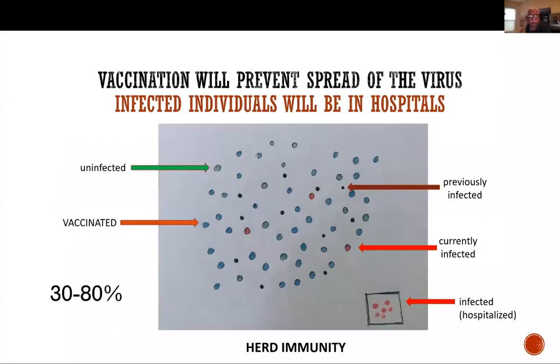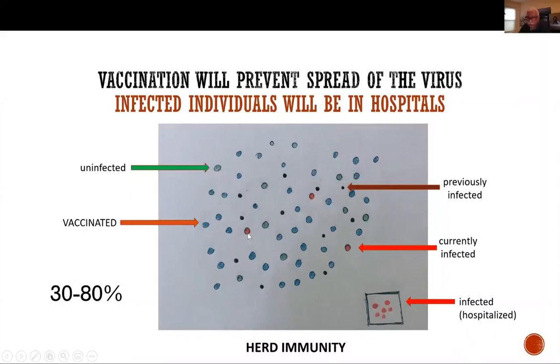Finally, last slide. What will the vaccine do? It will induce herd immunity. And what is herd immunity? In a population, you will have this group of people. You will have uninfected people shown here in green, infected people shown in red, and infected people who are hospitalized who will be sequestered. Black dots will be the people who are previously infected and therefore they will have neutralizing antibodies, and then you will have the vaccinated group who are in blue.